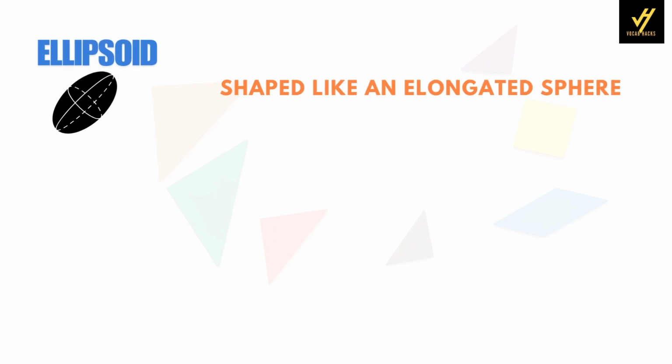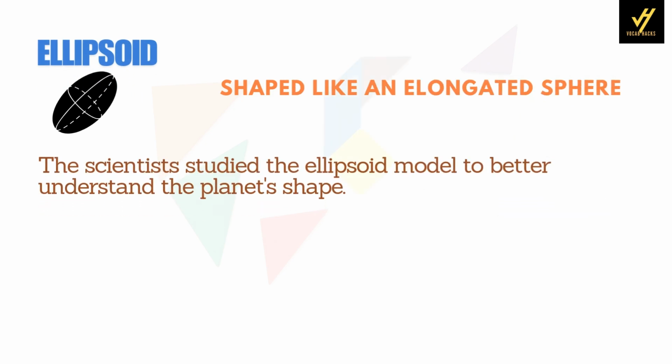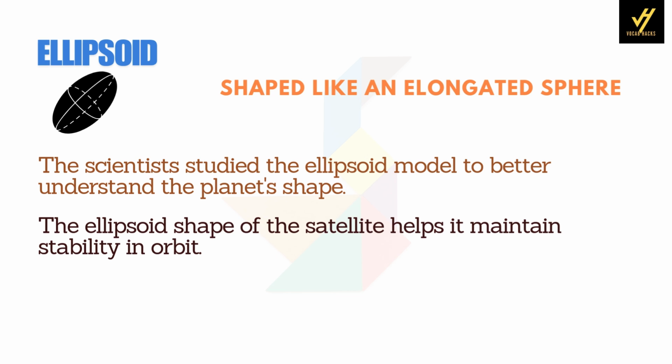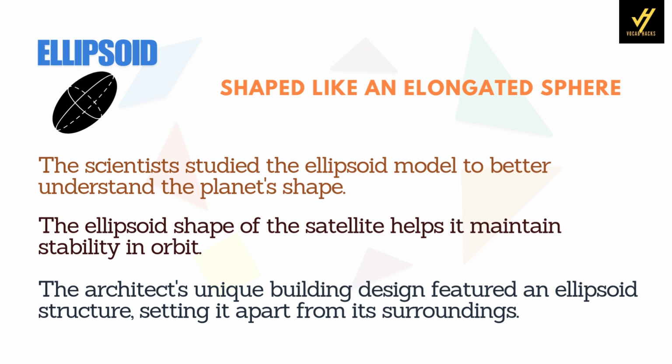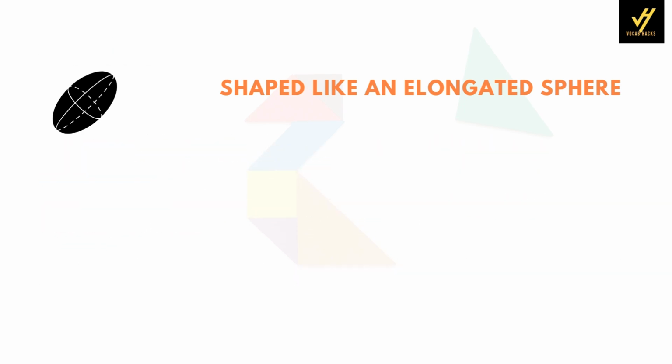Ellipsoid, shaped like an elongated sphere, the scientists studied the ellipsoid model to better understand the planet's shape. The ellipsoid shape of the satellite helps it maintain stability in orbit. The architect's unique building design featured an ellipsoid structure, setting it apart from its surroundings.